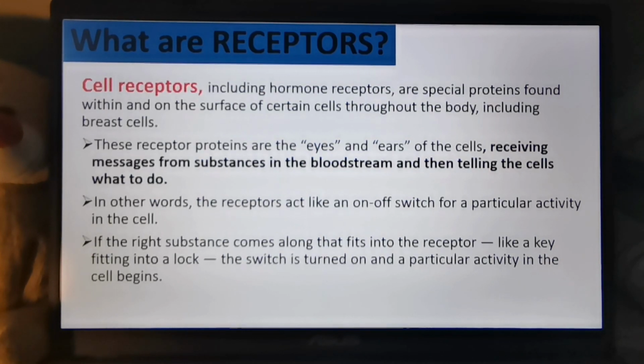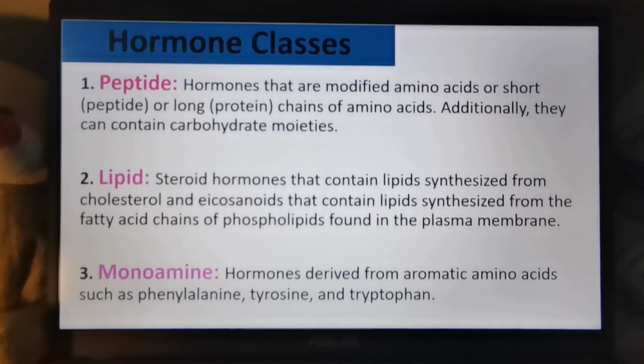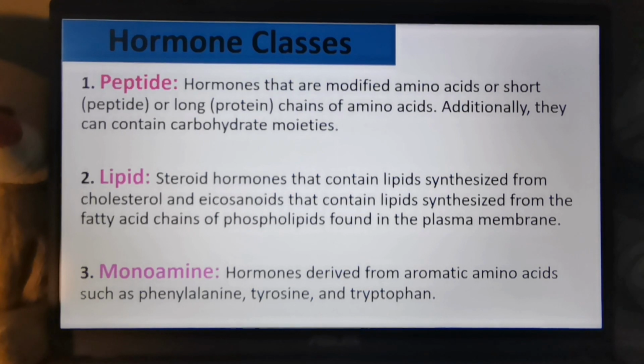What are receptors? So cell receptors, including hormone receptors, are special proteins found within and on the surface of certain cells throughout the body, including breast cells. So they are the eyes and ears of the cells, receiving messages from substances in the bloodstream and then telling the cells what to do. So for hormone classes, we have 1, peptide, 2nd, lipid, and then 3rd, monoamine.